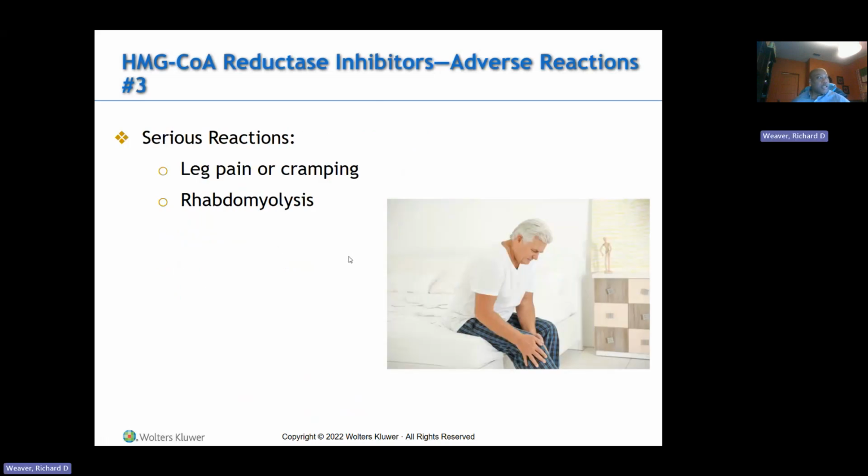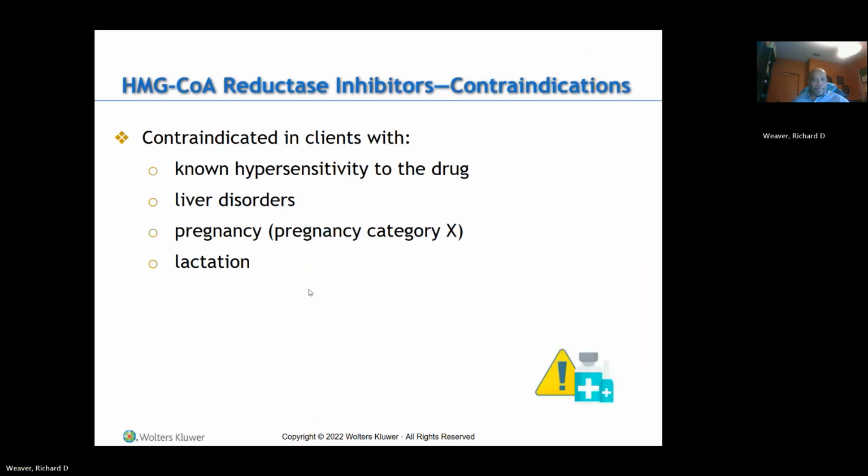Right, and I've already mentioned this. This is something that they really like to ask you a lot about with these statin drugs: the leg pain or cramping, and the rhabdomyolysis. So make sure you make a note of that.